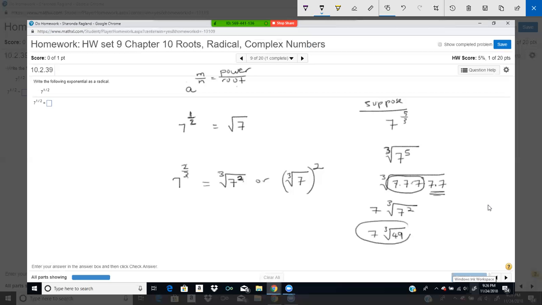So I just want you to play, that's just playing with it. And same thing here. Since it's a small number, you can just go ahead and put 49. But that's getting you in the habit of converting your rational exponents to radical form. And then you can convert your radicals to radical exponents.